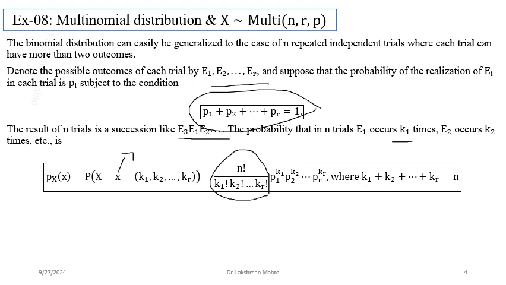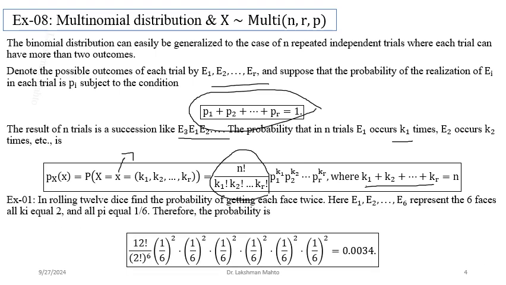And if you talk about here, E1 occurs k1 times. What is the probability of getting E1? That one is p1. p1 to the power k1, p2 to the power k2, and like pr to the power kr. So it is one kind of generalization of binomial. Just replace k by k1 and n minus k by k2, and generalize it for more than two outcomes. So remember these things: p1 plus p2 plus up to pr is equal to 1, and k1 plus k2 up to kr is equal to n. You have to understand all these.